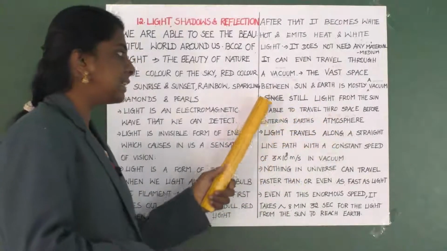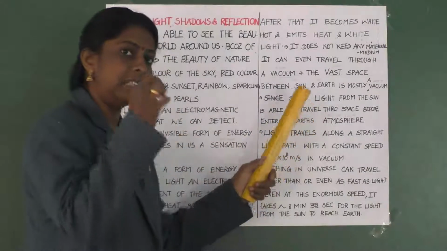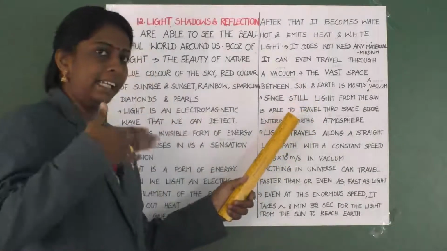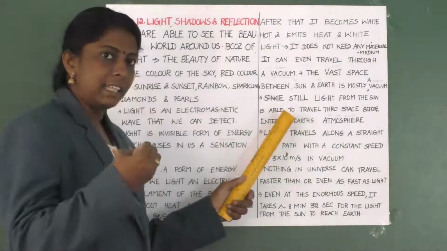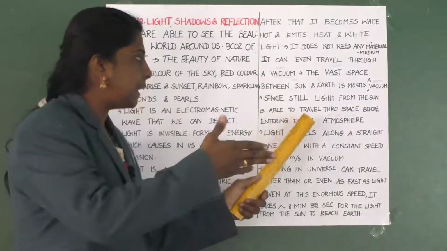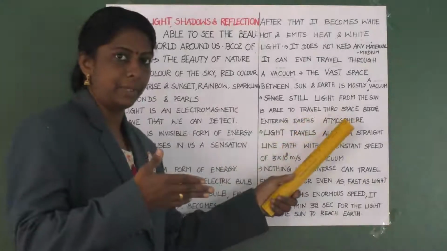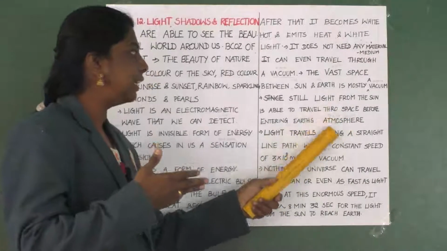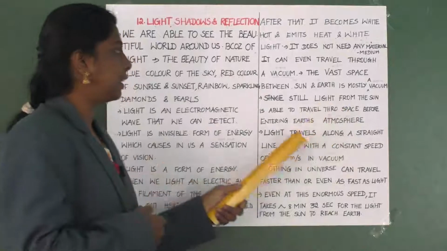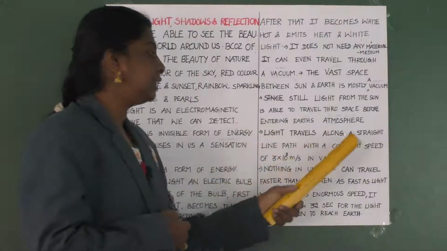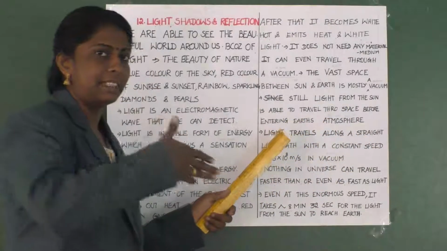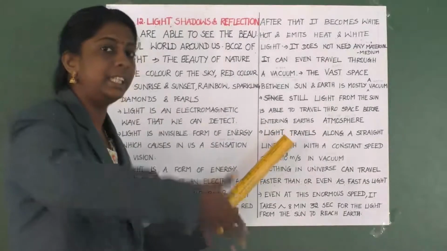Light from the sun is able to travel through space. Light which is coming out from the sun is traveling through space before entering Earth's atmosphere. Can you understand? Before entering Earth's atmosphere, light travels along a straight line. So how does it travel? How does it reach from the sun to the earth?